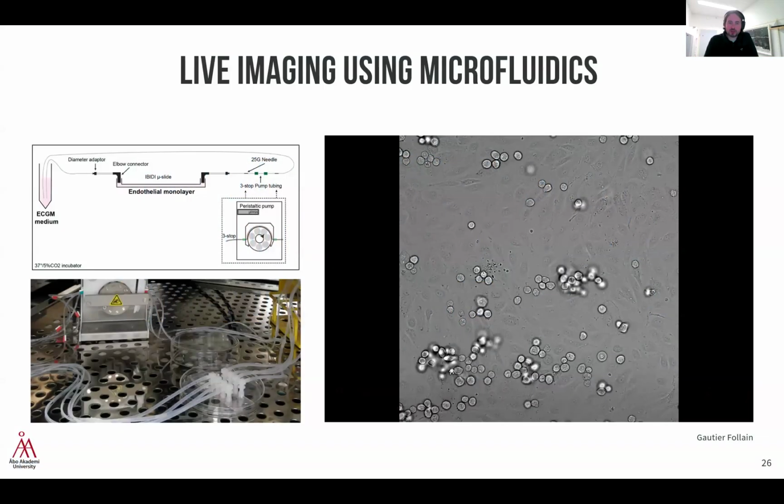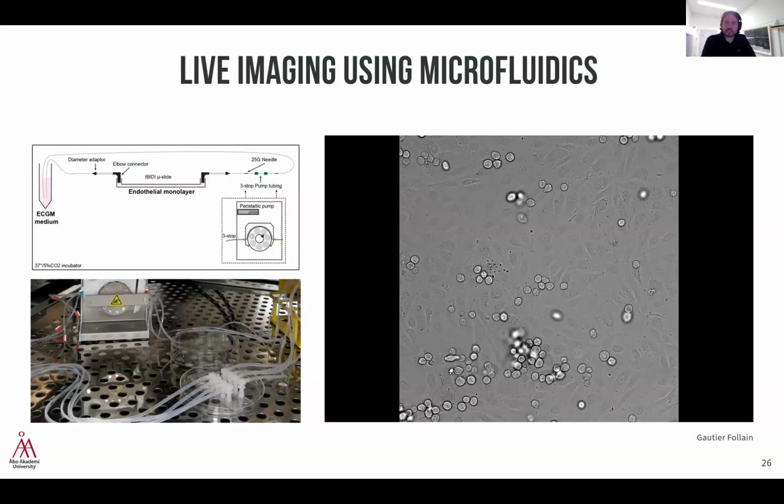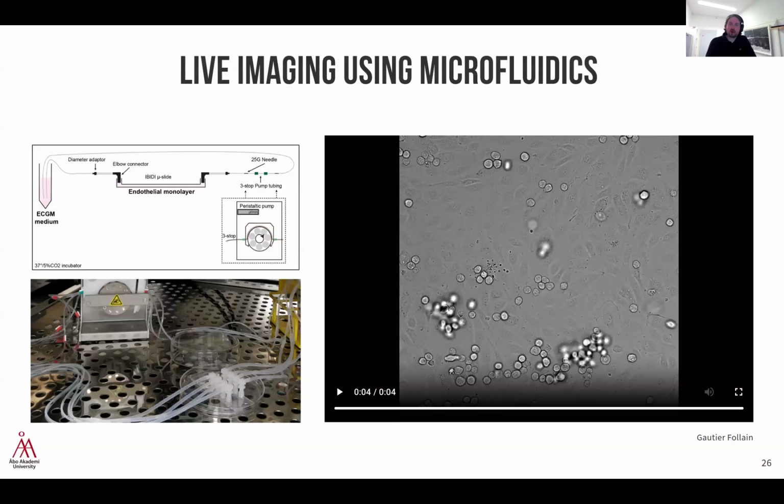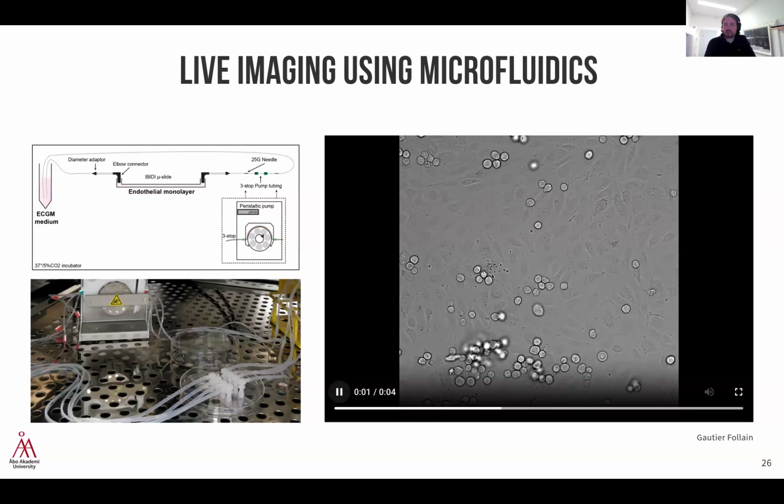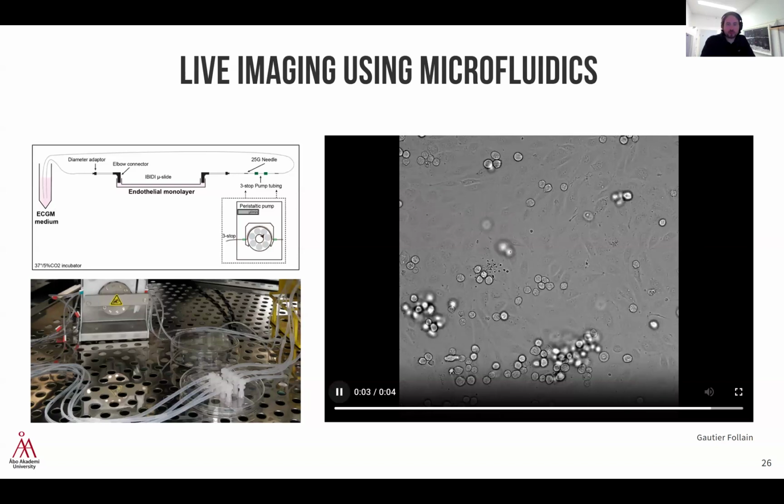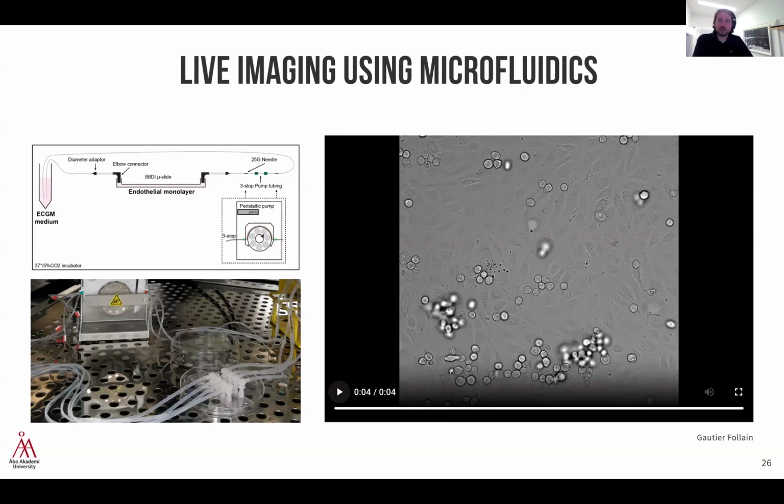And to answer this, we've set up a very simplistic microfluidics setup where we can form an endothelial monolayer, and then basically we perfuse cancer cells on top. So it's very simple. It's bright field microscopy, no phototoxicity. And using this, we try to get an understanding of how those cells are able to interact.